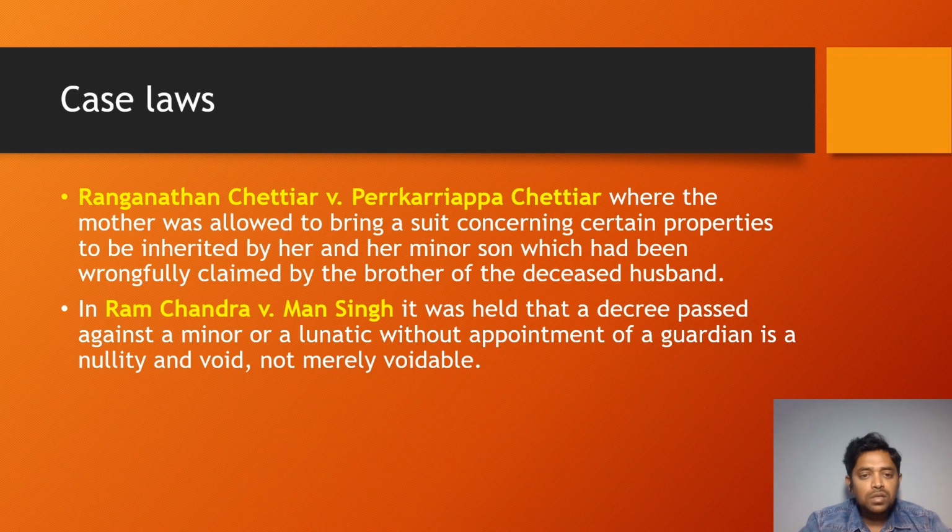Case laws: Ranganathan Chettiar versus Perrakariyappa Chettiar, where the mother was allowed to bring a suit concerning certain properties to be inherited by her and her minor son, which had been wrongfully claimed by the brother of the deceased husband. In Ramchandra versus Mansingh, it was held that a decree passed against a minor or a lunatic without appointment of a guardian is a nullity and void, not merely voidable.